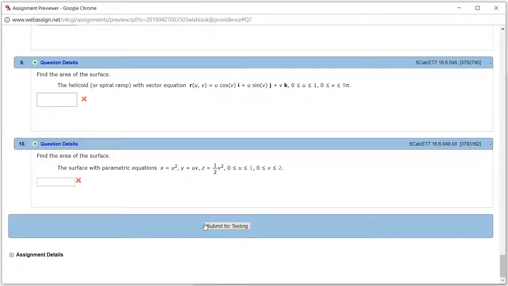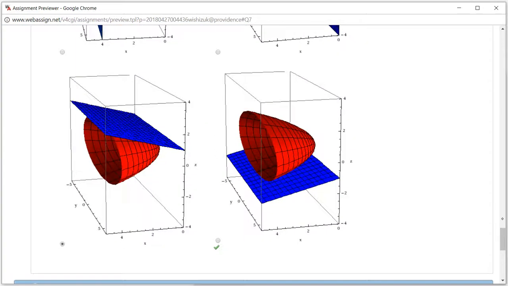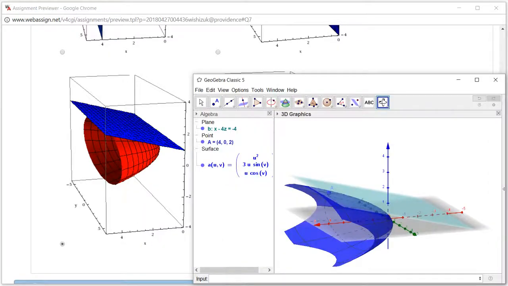So let's go down and submit for testing. I came back and it looks like we got this one correctly. That's it. I hope that this was clear.